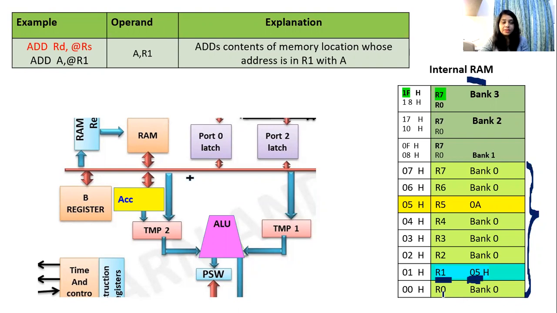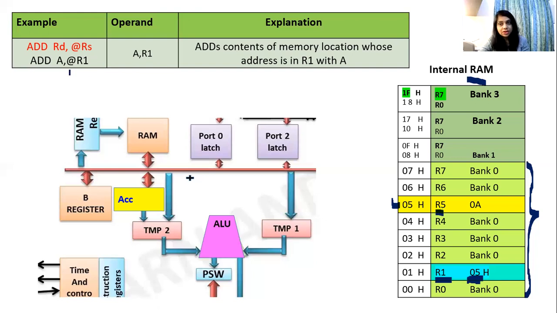Now you know, as I said, in internal RAM every register can be called with the register name, that is from R0 to R7. And they also have their unique 8-bit address. What is the address of register R0 of bank 0? It is 00. What is the address of register R1? It is 01. The address of R2 is 02. So what does R1 hold? 05. Where is 05? 05 is here. What is 05? 05 is the address of register R5.